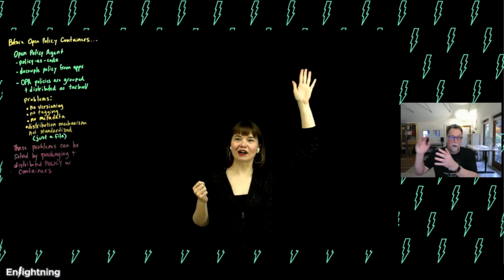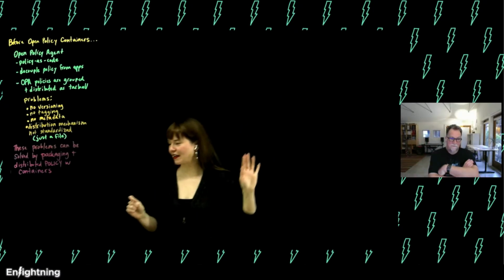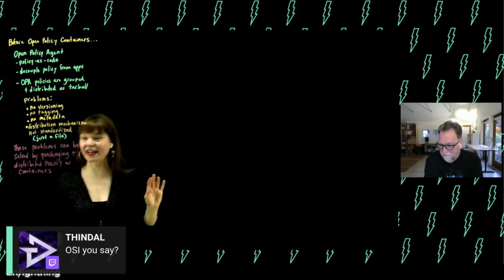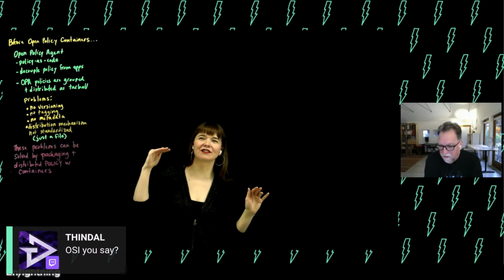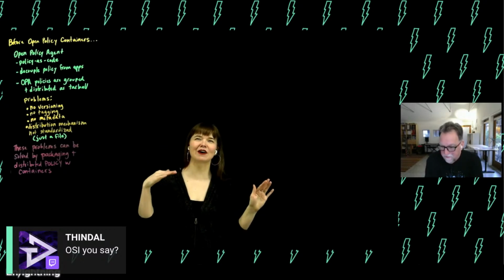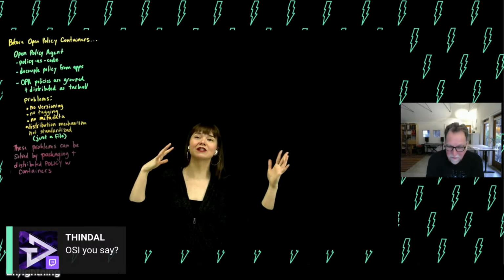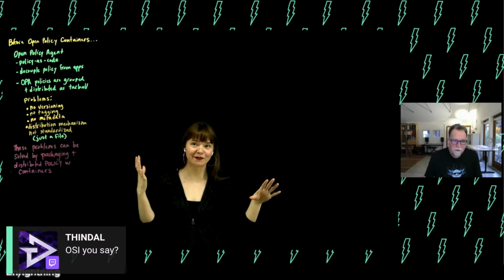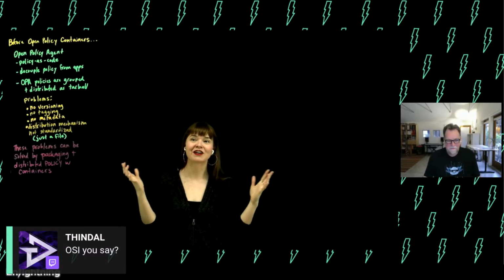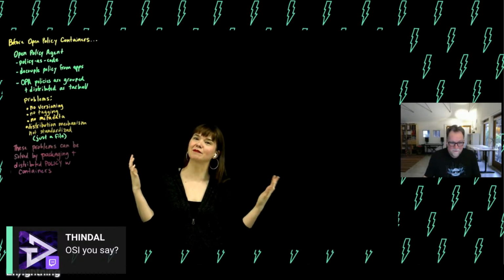I just very quickly, we have a comment, OSI, you say. We've been talking a lot about the different levels. So OSI is Open Systems Interconnection, and that has to do with networking. And we're talking about OCI, which is the Open Container Initiative, which is a standardization around how to create containers, move them around, and store containers.